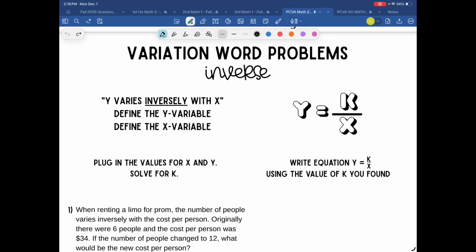All right, so for this lesson, we're going to still be talking about inverse variation. We're just going to be talking about it in word problem format. So one of the things to remember is when it's talking about inverse, they're going to say y varies inversely with x, which means that we need to define what y is and we need to define what x is.